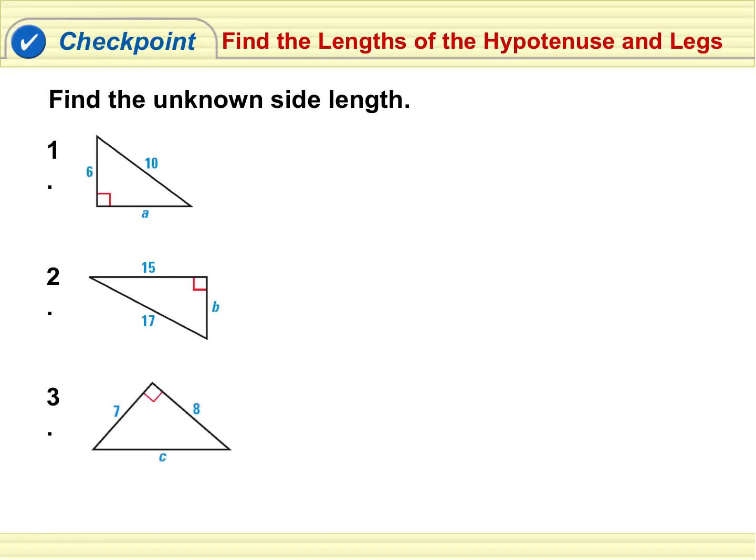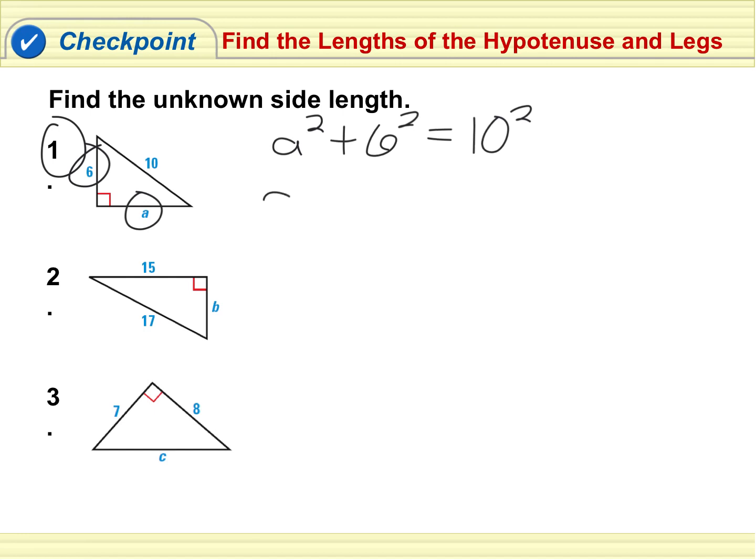Let's try number 1. Just do number 1. All right, on number 1, which ones are my legs? Give me one. 6. The other one is A. Good. So how do I set it up? A squared plus 6 squared equals 10 squared. Okay, leg plus leg equals hypotenuse.